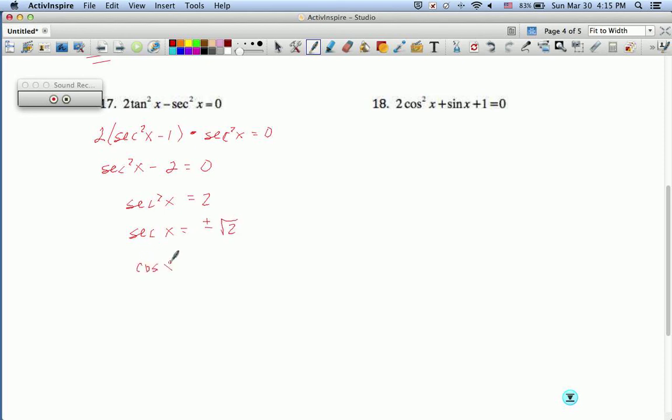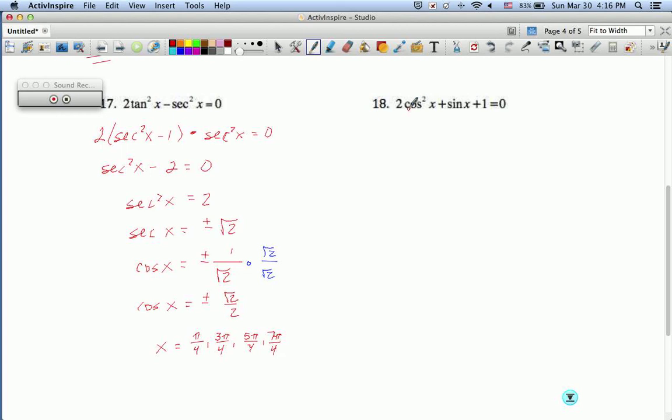So cosine equals plus or minus 1 over root 2, which means cosine equals plus or minus root 2 over 2. Rationalize that guy, right? For those who forget about rationalizing, multiply by a fancy form of 1. And we're looking at root 2 over 2 in every quadrant. So we've got pi over 4, 3 pi over 4, 5 pi over 4, and 7 pi over 4.